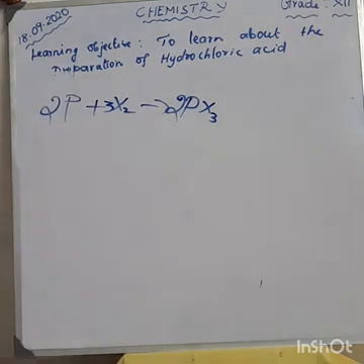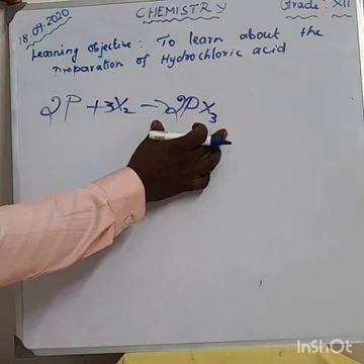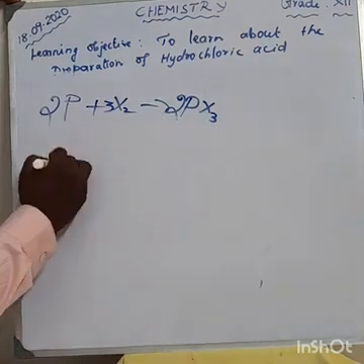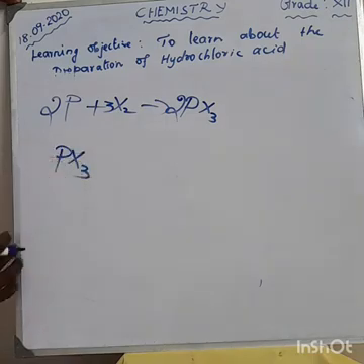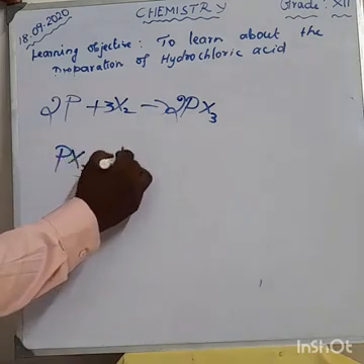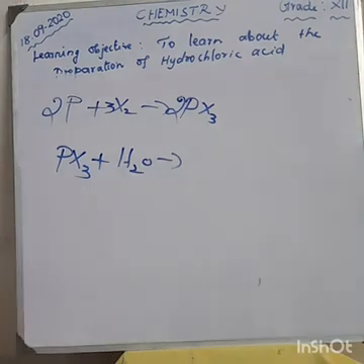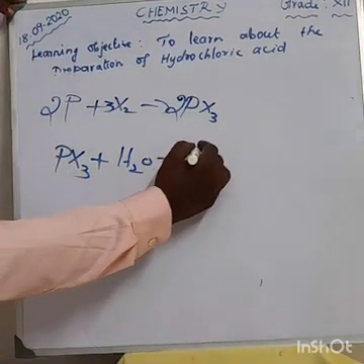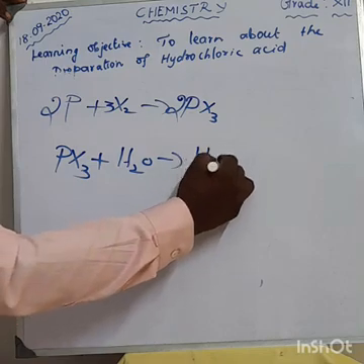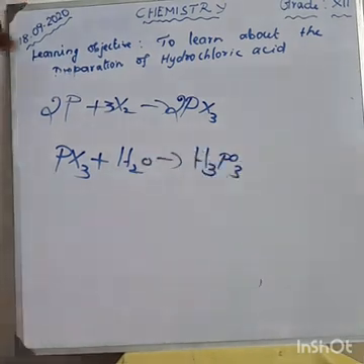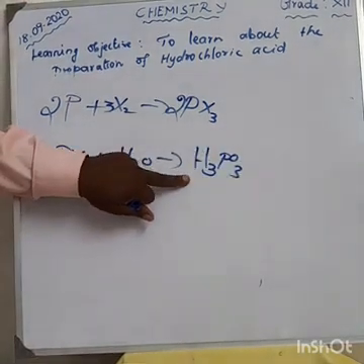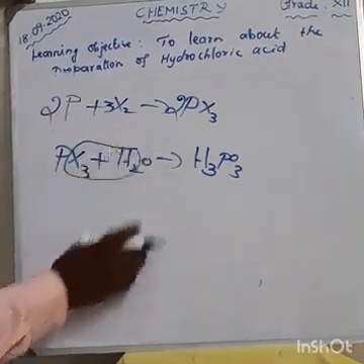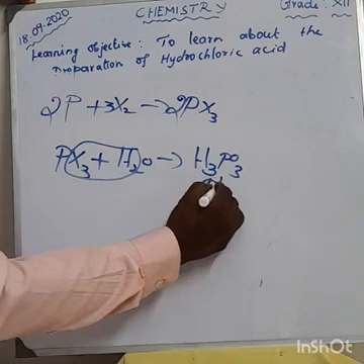Next one. Here, this phosphorus halide, PX3, reacts with water. So what are the possible products here? H3PO3. We have learned H3PO3 many times. What is H3PO3? Phosphorous acid.